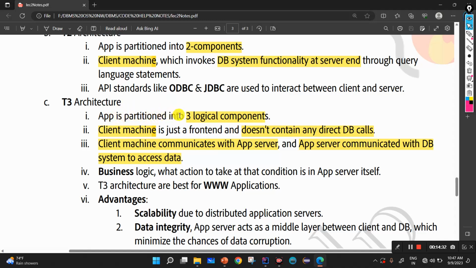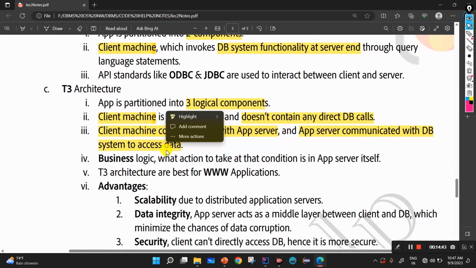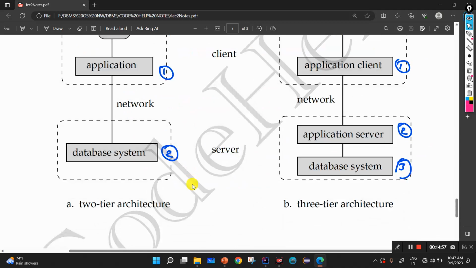The application is partitioned into three logical components. The client machine does not contain any direct DB call. The client machine communicates with the app server, and the app server communicates with the DB system to access the data. So this is our tier 3 architecture: client machine, app server, and DB system.